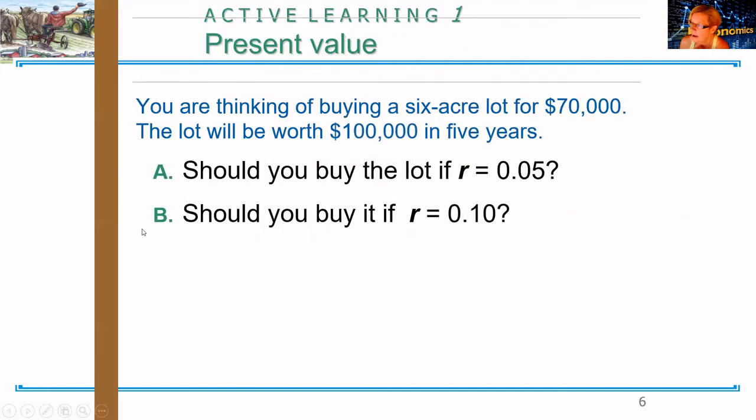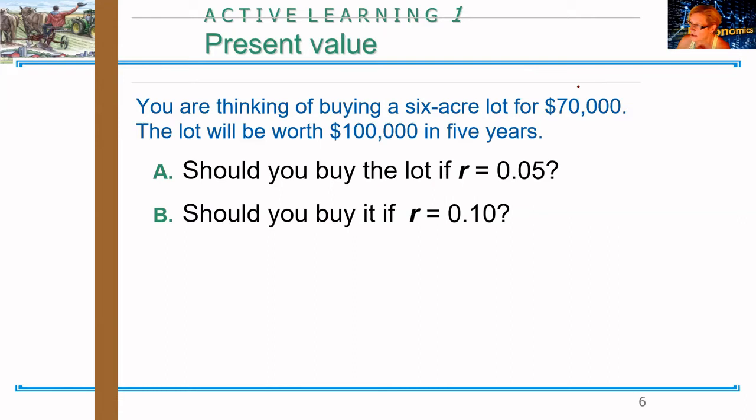You're thinking about buying a 6-acre lot for $70,000. The lot will be worth $100,000 in 5 years. First question, should you buy it at an interest rate of 5%? Should you buy it at an interest rate of 10%? So there's two ways you could really do this. There's one that's more appropriate than the others. So let's take a look at the problem.